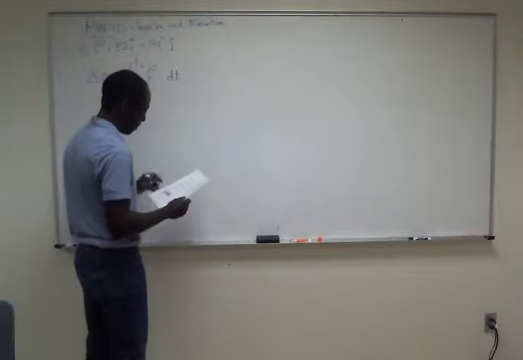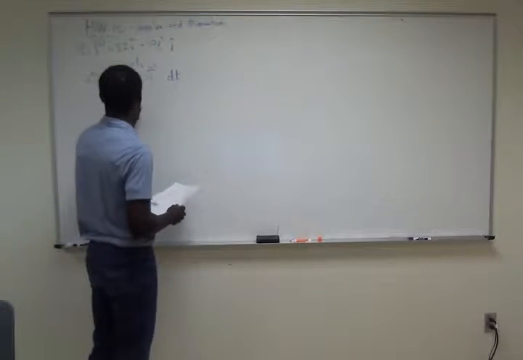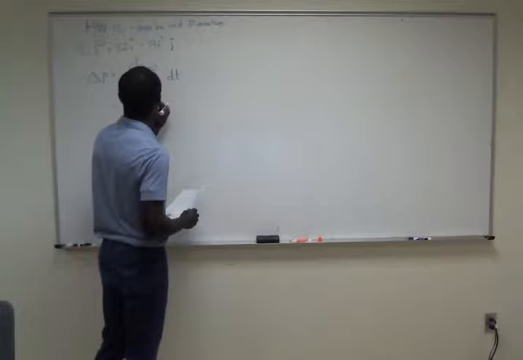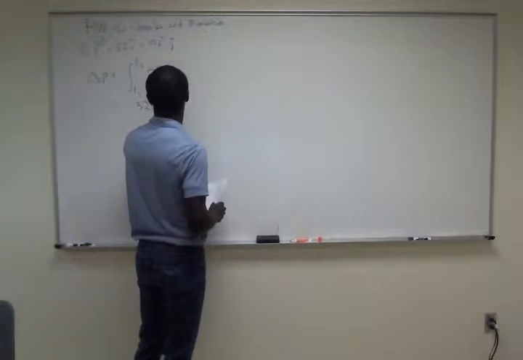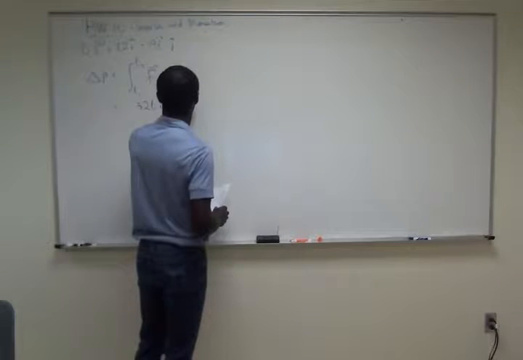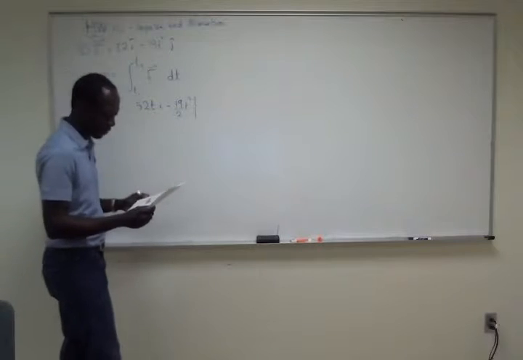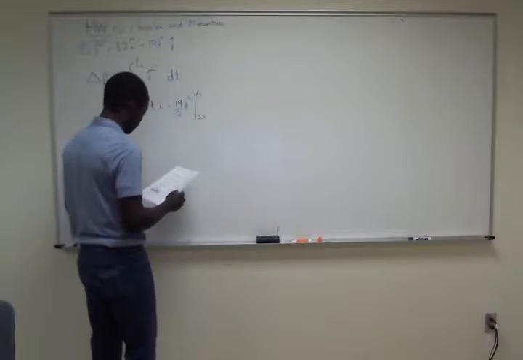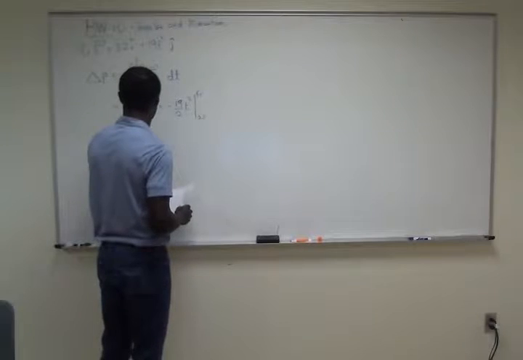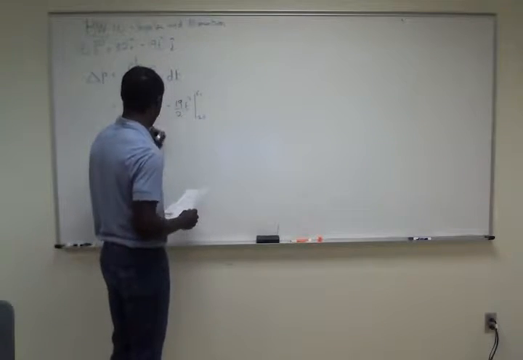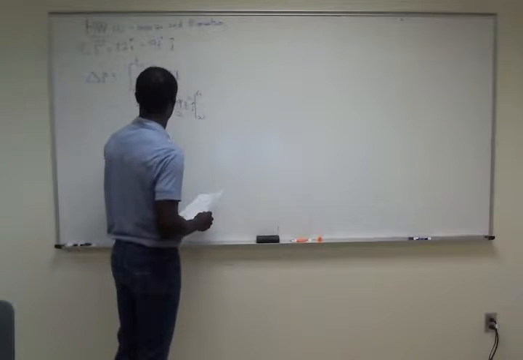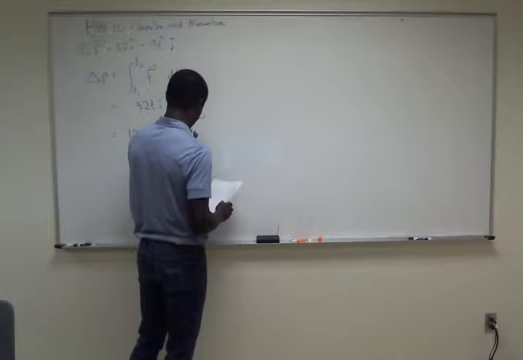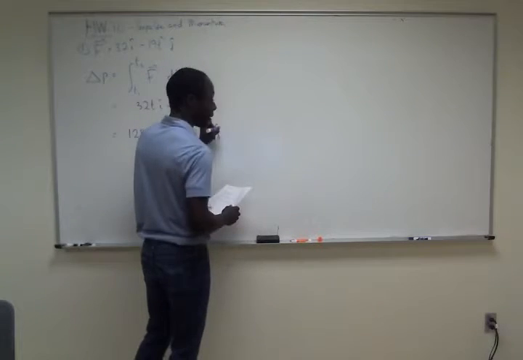So for problem 1, we end up integrating the force with respect to time, and that gives us 32 t i minus 19 over 2 t cubed j, evaluated from the time 2 seconds to 6 seconds, and that comes up to a value of 128 newton seconds along the i direction and minus 1320 newton seconds along the j direction.